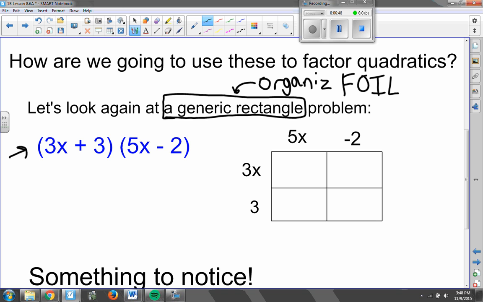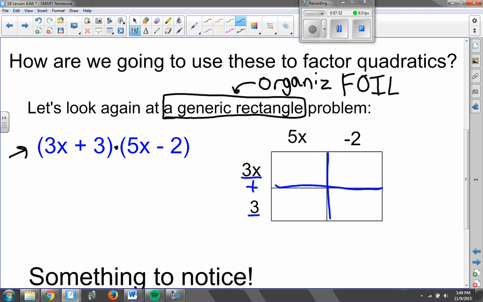3x plus 3 times 5x minus 2. I'm going to turn to this generic rectangle here to help me do this. To set up the generic rectangle, I make a window. I make a box, and I put these crossing lines in it. On the edge, I put the two factors that I'm trying to FOIL or multiply together. So 3x plus 3, I put the 3x here, and I put the 3 here, and you can think of a plus sign being in between. 3x plus 3.